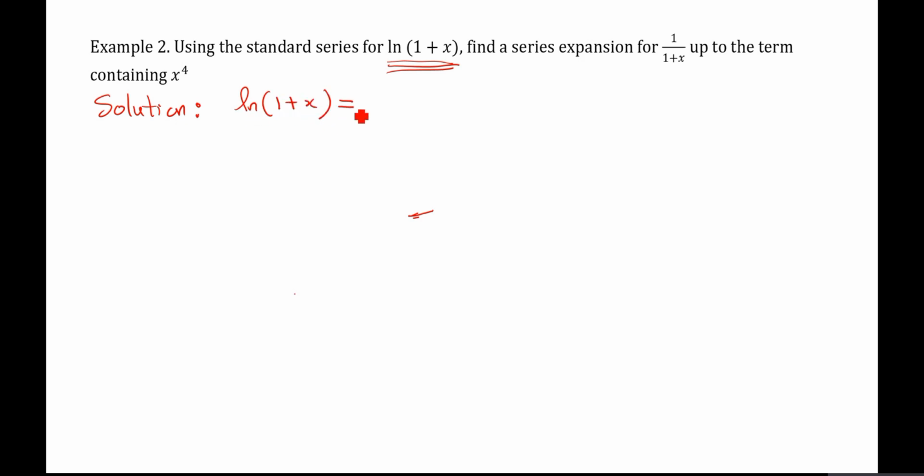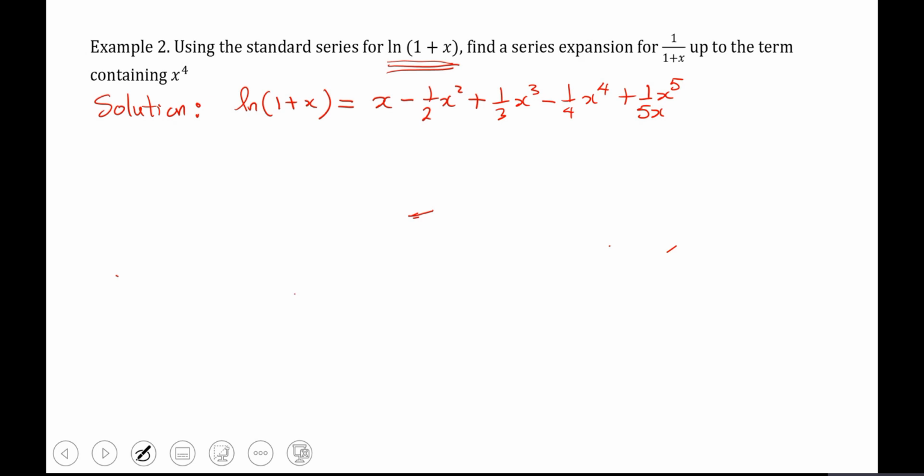If you go to your list of standard series, that is x minus a half x squared plus 1 over 3 x cubed minus 1 over 4 x to the power 4 plus 1 over 5 x to the power 5. Okay, just let me remove that. My eraser. I don't want that x there. So there is our standard series for ln of 1 plus x.